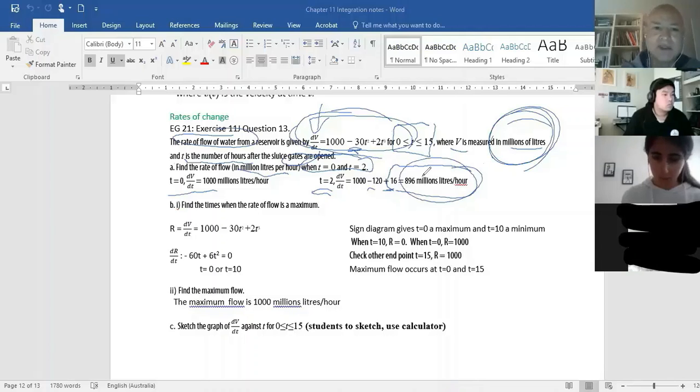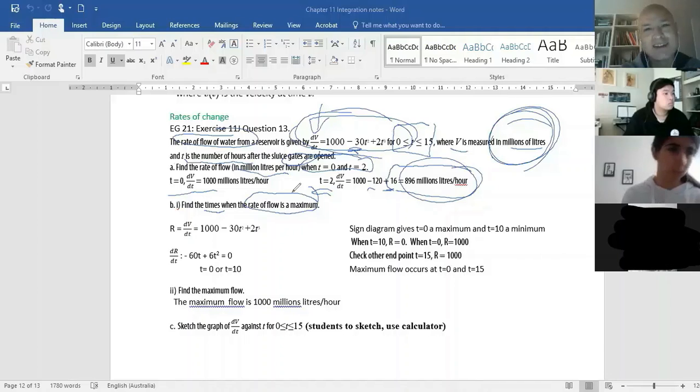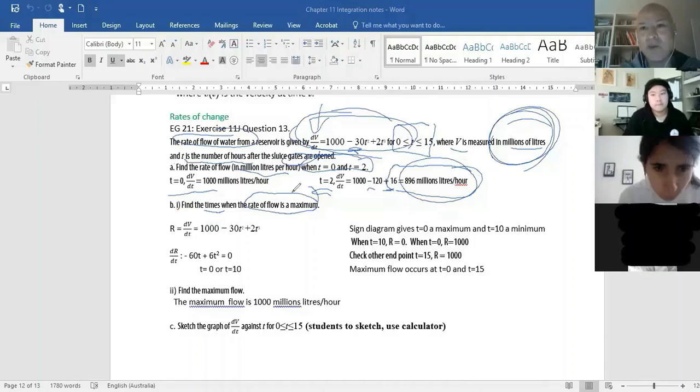Okay, part B, and this is part 1. It says find the times when the rate of flow is at a maximum. So how do we work out if something is a maximum or a minimum? What do we normally do? I need an answer. Make it equal 0. No, but how do we work it out? Say we've got a curve and I want to find a maximum. What's the first thing we do?